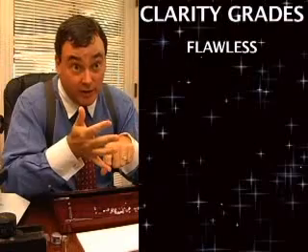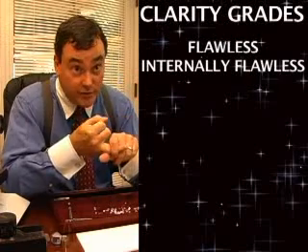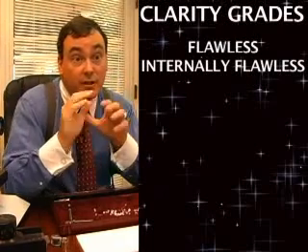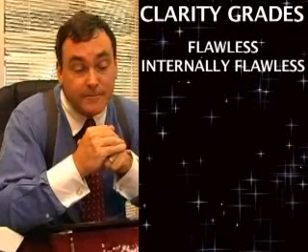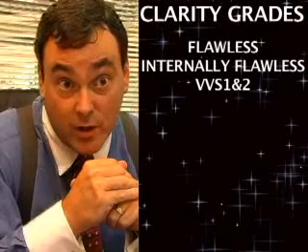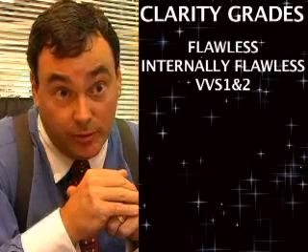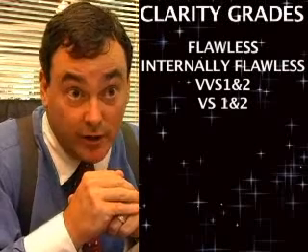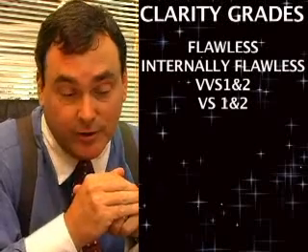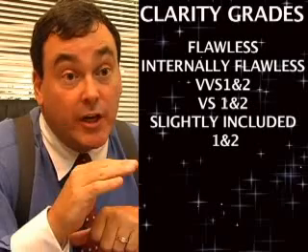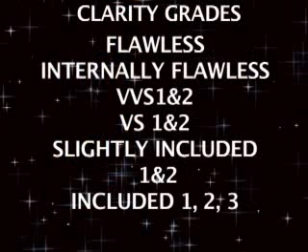Diamonds are graded in clarity. They start with what would be flawless, and then internally flawless, which would be characteristics that you can see under very high magnification, but they're only on the surface, the characteristics. Then you would go to VVS1, which stands for very, very slightly included. 1 is better than 2. And then you have VS1 and 2, which stands for very slightly included, 1 being higher, and then slightly included 1 and 2, and then included 1, 2, and 3. So those would be your different grades for the diamond clarity.